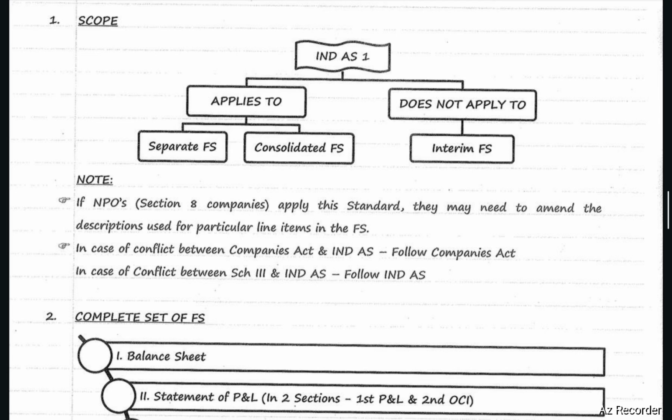Next, in case of conflict between Companies Act and Ind AS, follow Companies Act. That means Companies Act prevails. In case of conflict between Schedule 3 and Ind AS, Ind AS prevails.